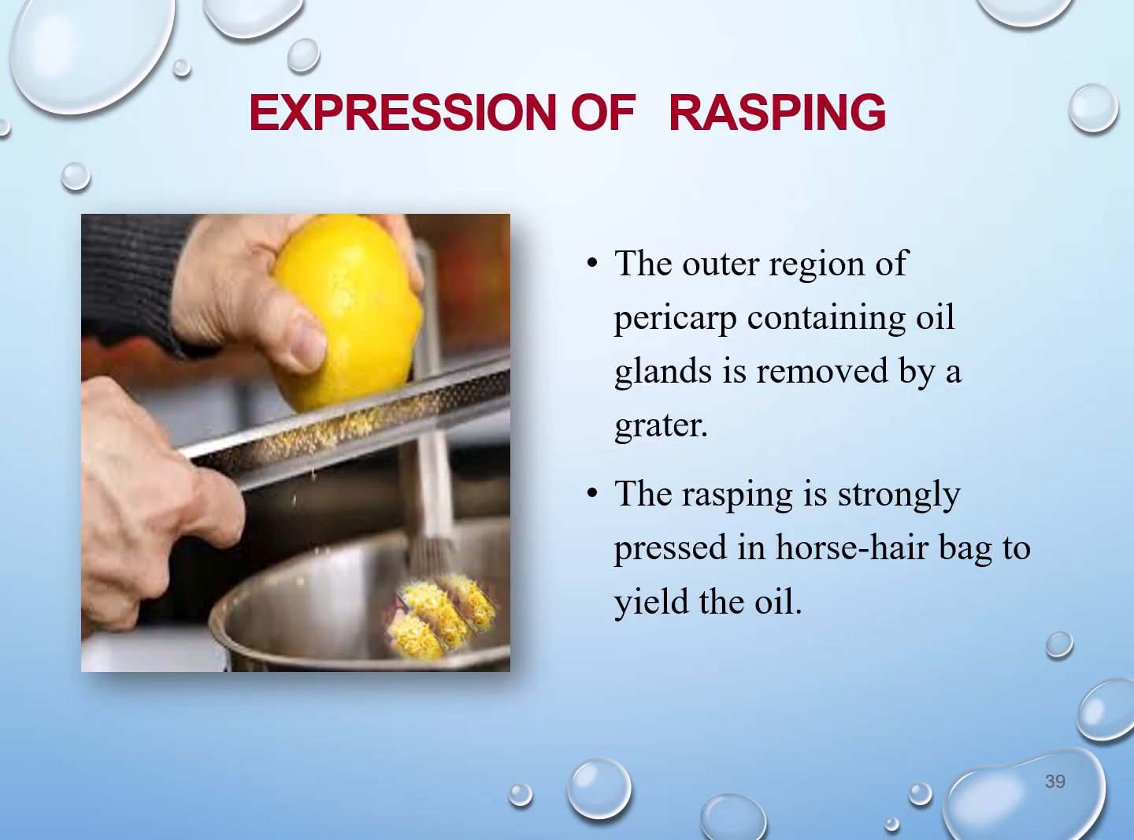Another method under expression is the rasping method. It is also meant for isolation of volatile oil from citrus fruits like lemon. The outer region of the pericarp of citrus fruits contains the oil glands. So in this method, first we grate the pericarp of the citrus fruits, and these raspings are kept in a horse hair bag and squeezed or pressed strongly to get the volatile oil.